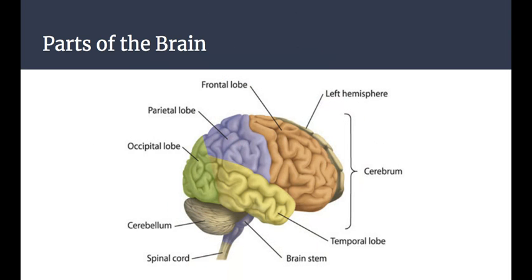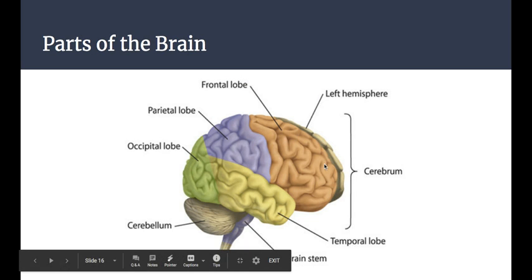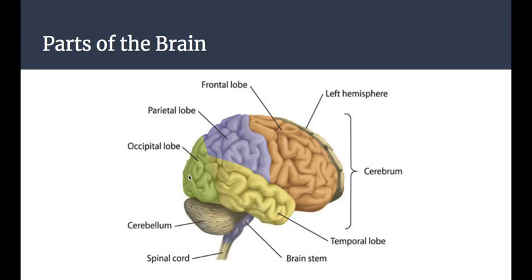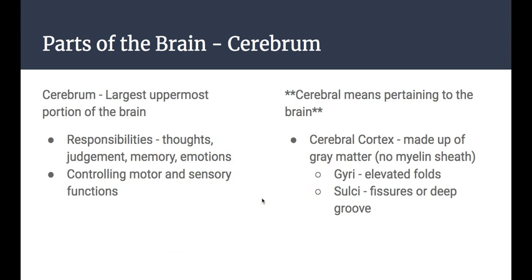And then the parts of the brain we discussed. The top part, the big brainy part, that's your cerebrum. Then we have our frontal lobe, our parietal lobe, our occipital lobe, and then the temporal lobe. So again, this is just review. Cerebrum controls most of it. Thoughts, judgment, memory, emotions, those are all broken down later into the different lobes of the brain.